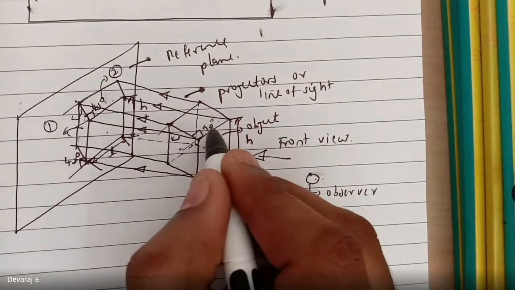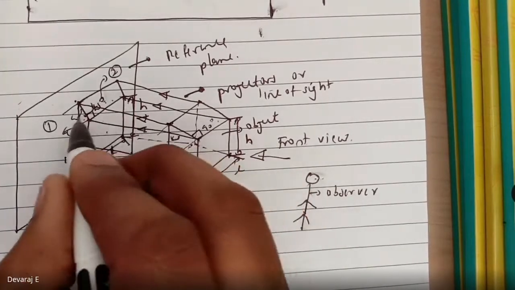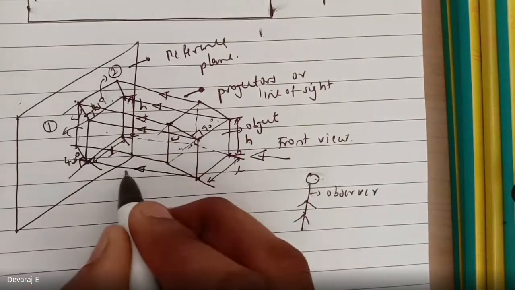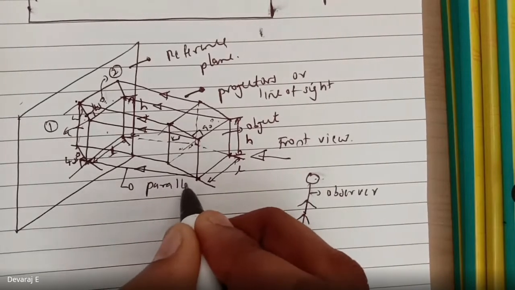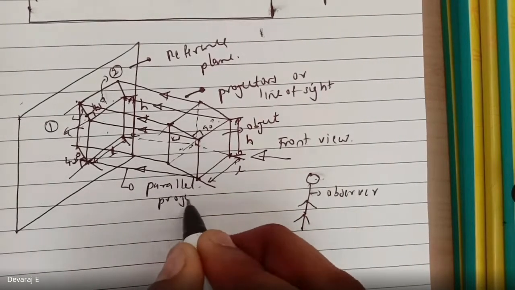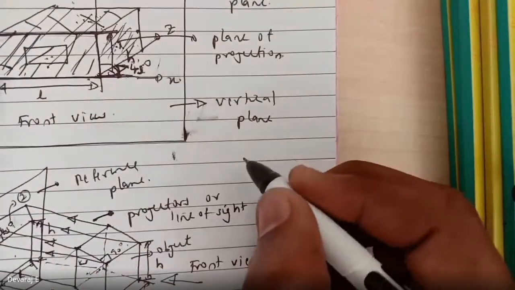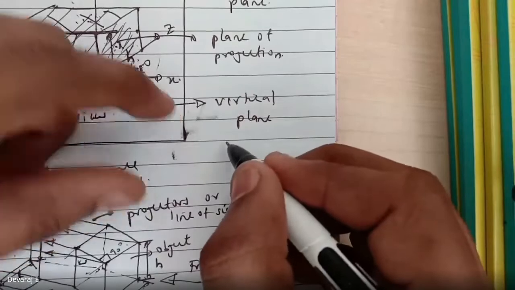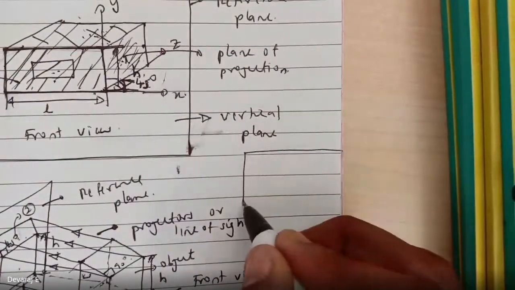Yes, sir. So these are called, see, this is called as parallel. So this line of sight, which is falling on the projection plane, this is called as parallel projectors. See, parallel means parallel and perpendicular. I will explain you now here. I'll explain you in a simple way.